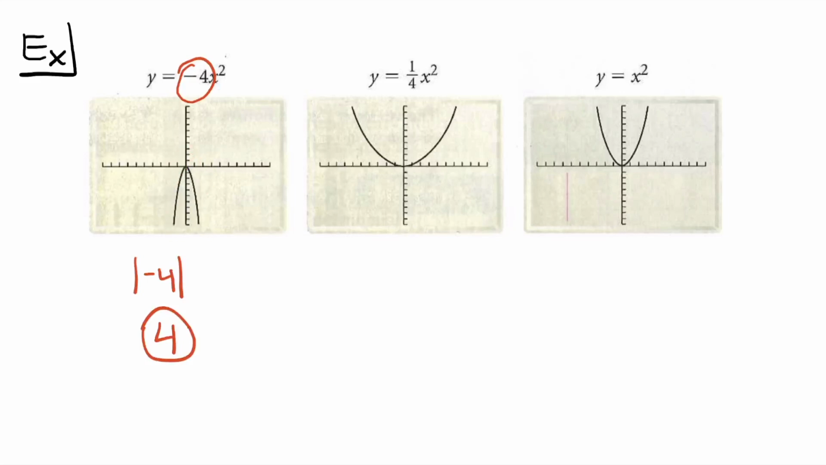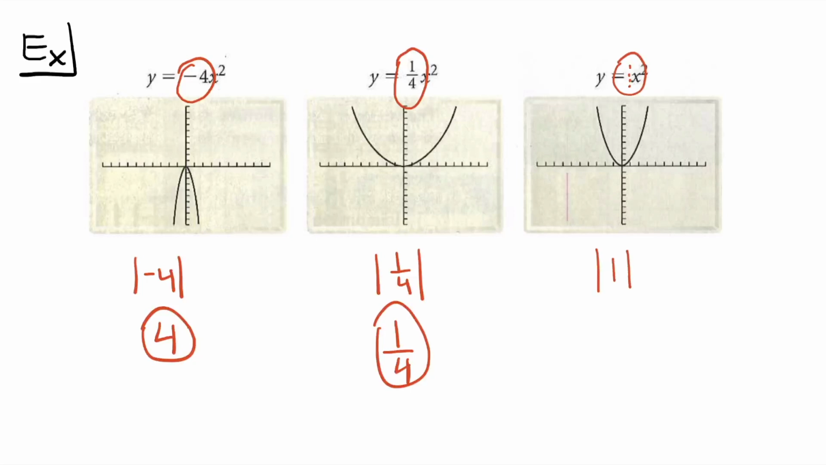Taking a look at the middle one, if I look at that a coefficient, it's a 1/4. The absolute value of 1/4 is a positive 1/4. So 1/4 clearly smaller than the 4. And then you can see it is much, much wider because this absolute value of a is a pretty small decimal.